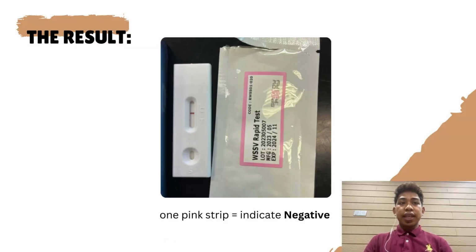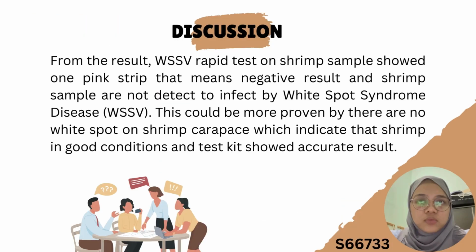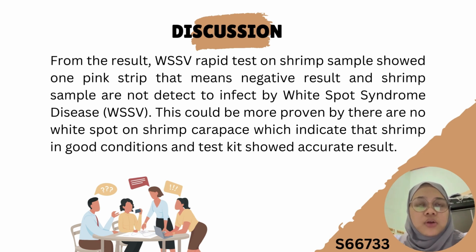The WSSV rapid test shows one pink strip, so that means it indicates negative. From the result, the WSSV rapid test on the shrimp sample showed one pink strip, which means a negative result, and the shrimp sample is not detected to be infected by white spot syndrome disease.